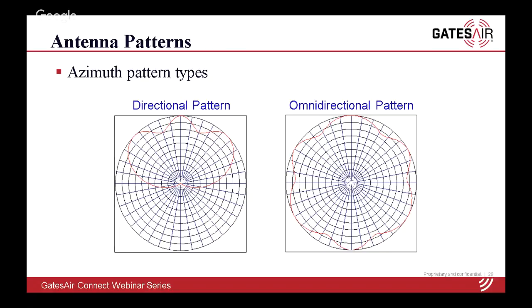Directional patterns are typically used to focus energy in a specific location or not focus energy in a specific location. An example, if you're going up towards Canada or someplace like that, we don't want to add a bunch of energy over into our neighbors. So we use directional antennas to keep that power from propagating over into their area.